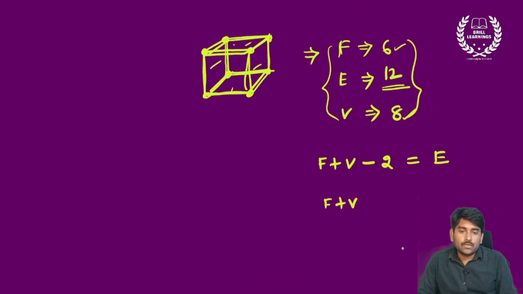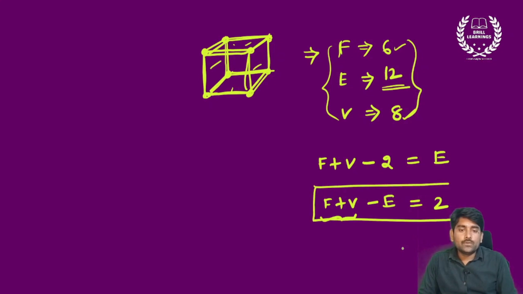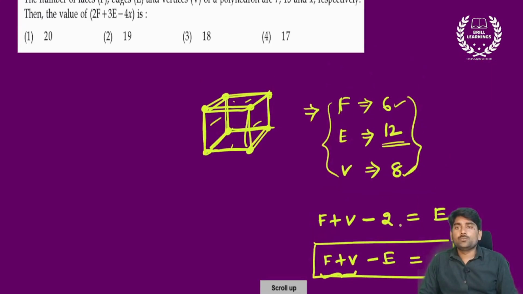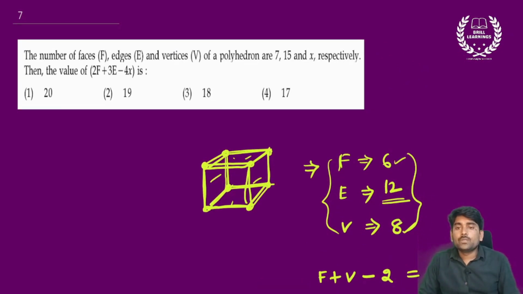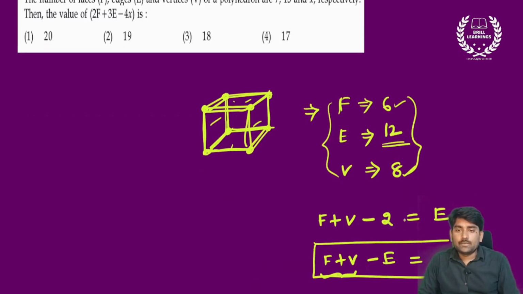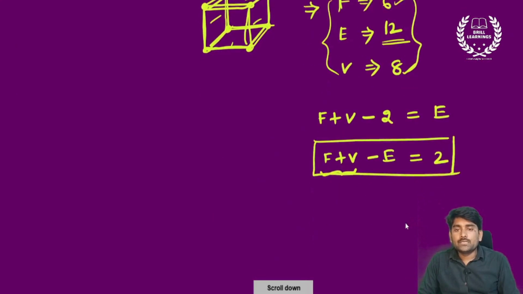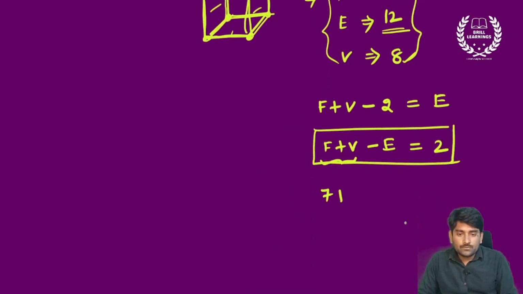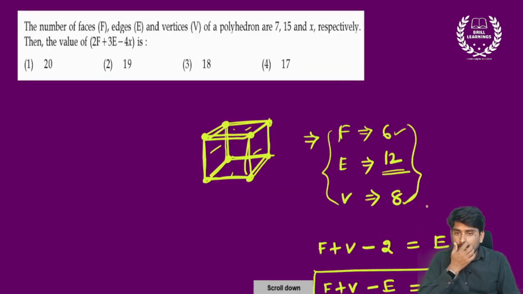Otherwise you can write it like this also. If you add up the faces and vertices and subtract the value of edges, you will be left with 2. This is the equation. If you know this equation, you can easily solve this problem. Okay, what is given here? They have given faces as 7 and edges as 15. So faces is 7 and you don't know the value of vertices. Faces plus vertices minus edges should be equal to 2, right? That is the equation here.